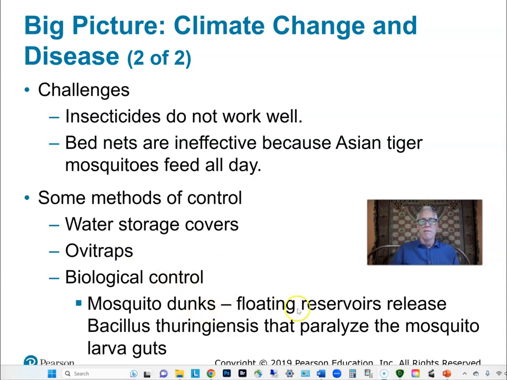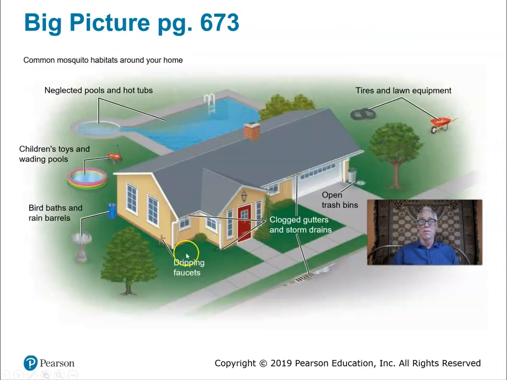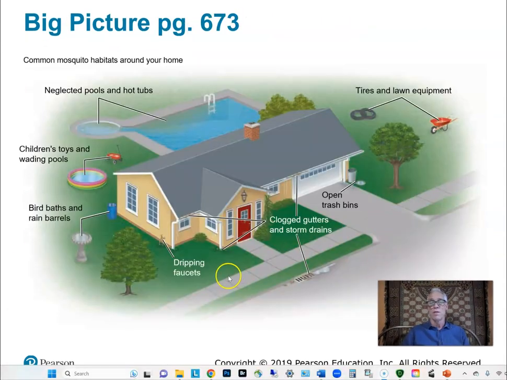Mosquito dunks are a fascinating idea. You can buy these donut-shaped dispensers that release a modified Bacillus thuringiensis bacteria into the water, which, when eaten by the mosquito larvae, paralyzes their gut, and they can't feed and they starve. And it's harmless to humans. You can put them right in a swimming pool if you want. You can put them in a kiddie pool. Put them in any water, and it will keep the mosquitoes from breeding in that water.